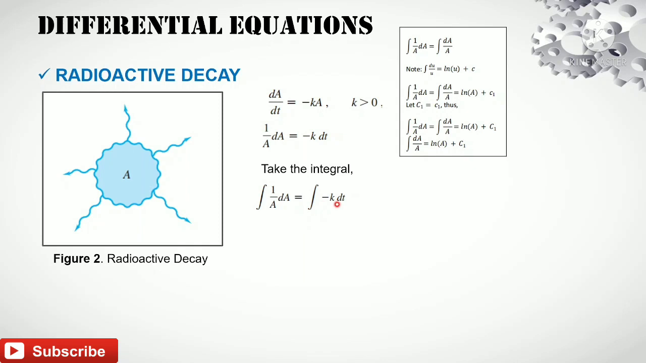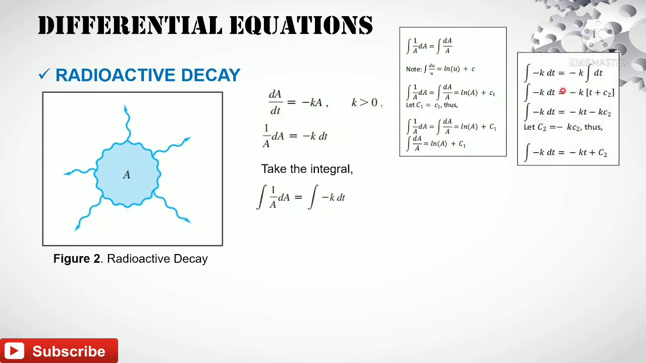How about the second integral, of negative k dt? Here is the step-by-step solution. With respect to time, dt, t is the variable, so we can say that k is just a constant. So we extract this constant k outside the integral, and that's what we did here: negative k times the integral of dt. The integral of dt is t plus c sub 2, small c sub 2 because we already have the constant small c sub 1.